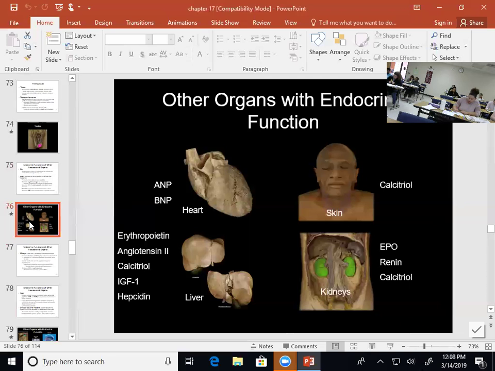So great. Now look, now I'm at the kidneys, and I apologize for that from before. I'm at the kidneys here, and you see where the little green kidneys are. EPO is an abbreviation for erythropoietin. The kidneys give us 85% of our erythropoietin.